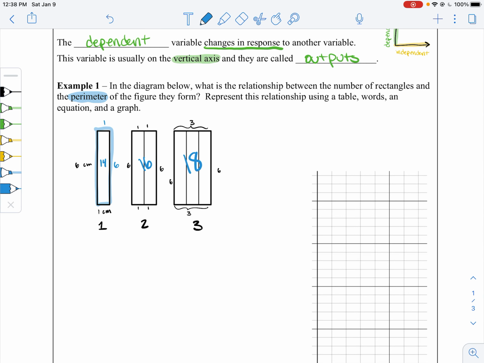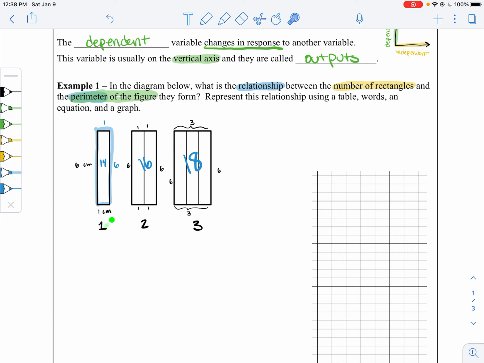Okay. So the first step when you figure out any problem is you want to define what your variables are. You want to figure out what are we talking about here. Well, in order to do that, we need to look at what the relationship is. It's asking what's the relationship between, and that will tell you what your variables are. So the number of rectangles and then the perimeter of the figure. Those are the 2 things that we're looking at. Those are the 2 variables, the things that change.